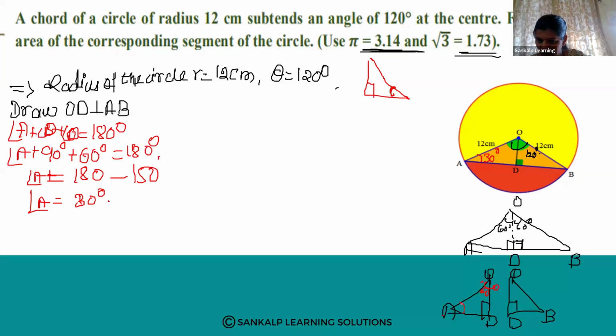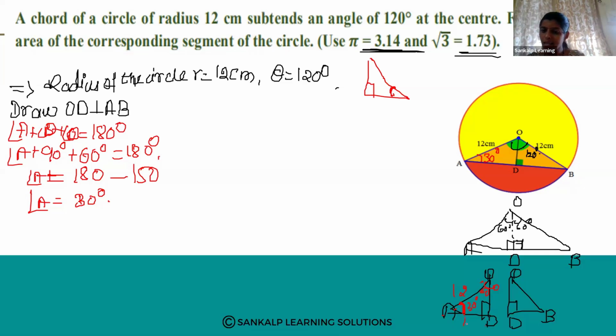So here in this triangle OAD, we know the value of angle A, that is theta value is 30 degree. And OA value is 12 centimeter. OA value is 12 centimeter and angle A is 30 degree. By using these two values, we can find out AD value. Here we know OA value and angle theta. By using these two values, we can find out AD.